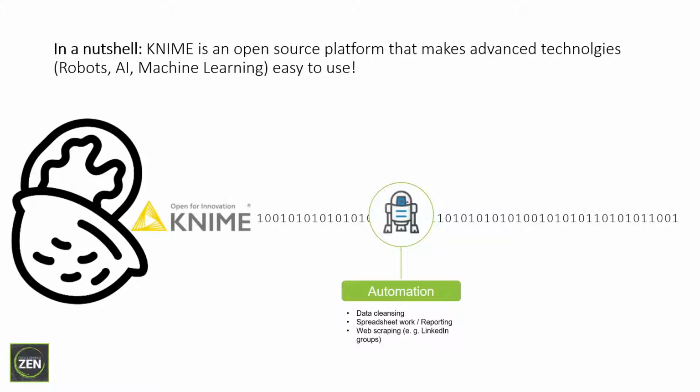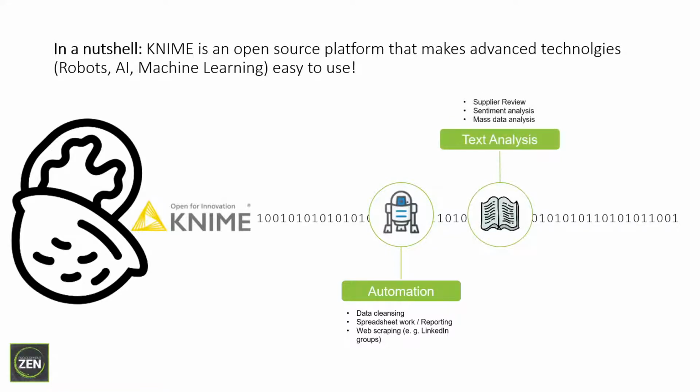The second level is text analysis. You could use the built-in text analysis functions of Knime to do supplier reviews, to automatically collect what they are posting on the web, what they are currently doing, how they present themselves, where they are growing. You could do sentiment analysis. For example, how do others see your suppliers? How do others see you as a buying company? And you can also do mass data analysis, for example, reading large PDF files automatically and giving you the key terms.